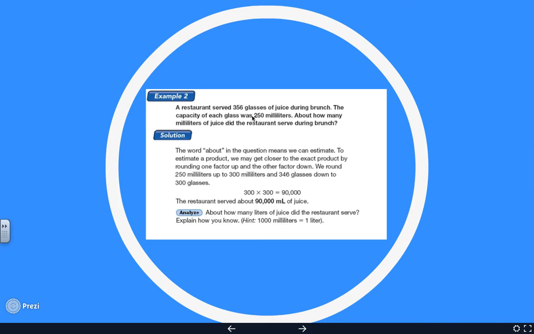So what we're going to do is round these numbers so that they're more compatible to answer. 356 is close to 300. It's closer to 400, but we're going to say it's 300 because it's easier to multiply. Then we have 250 milliliters. We'll say that is around 300 too. So 3 times 3 is 9, and then you add the zeros, which 300 times 300 equals, excuse me, 90,000. So the restaurant served about, that's our key word here, 90,000 milliliters of juice.